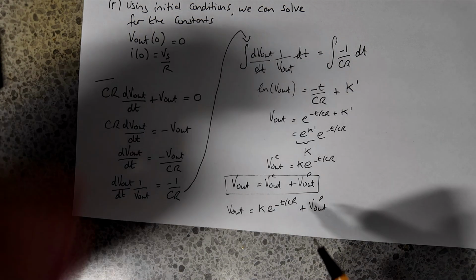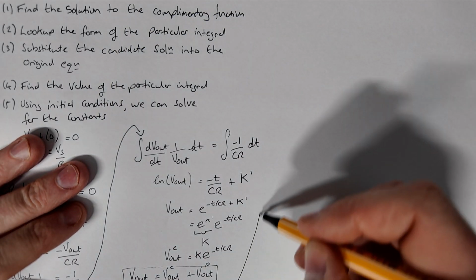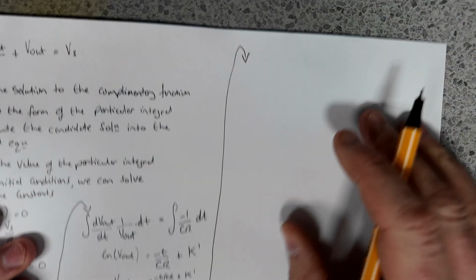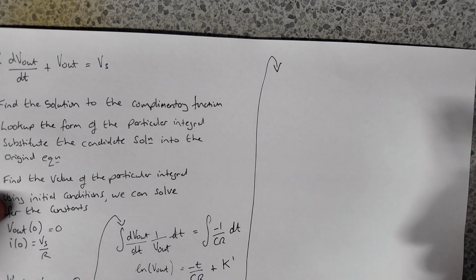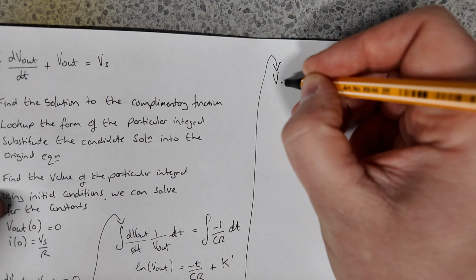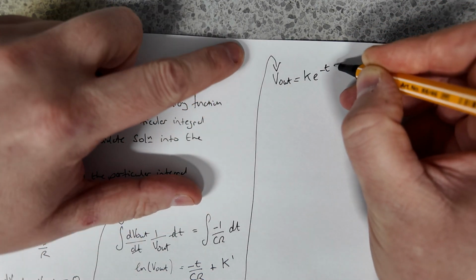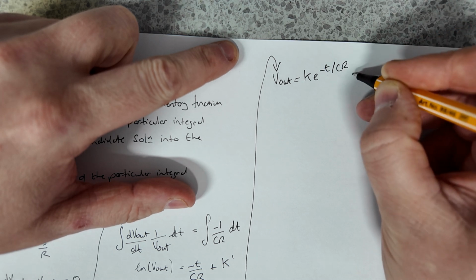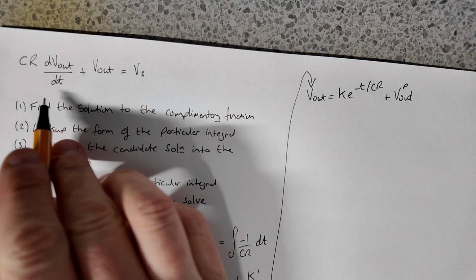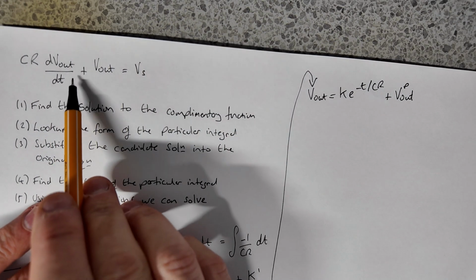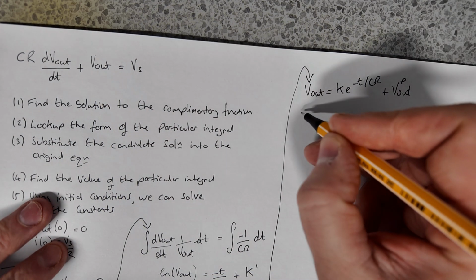So the next step is, how do we determine the value of V out particular? The way we do that is we substitute our candidate solution, and I'll just write it here again. This is our candidate solution so far. We're going to substitute that back into our original equation up here. To do that we need an expression for dV out by dt, so we're going to differentiate this.